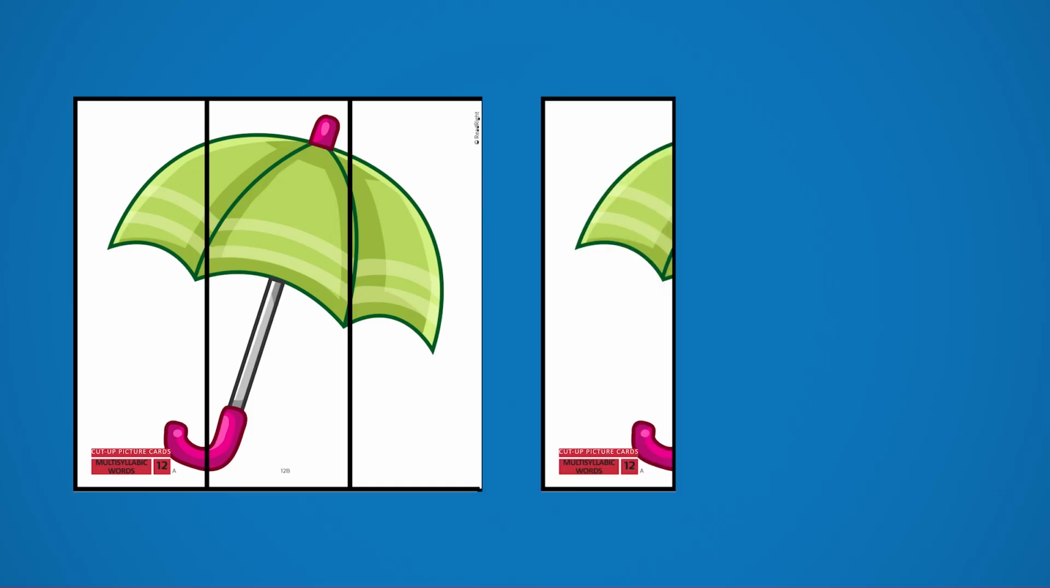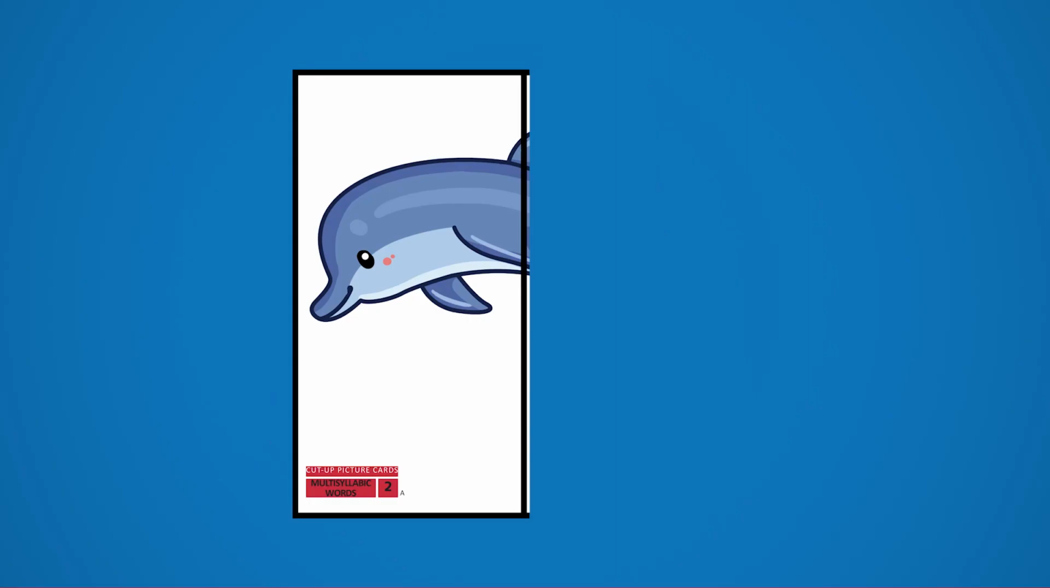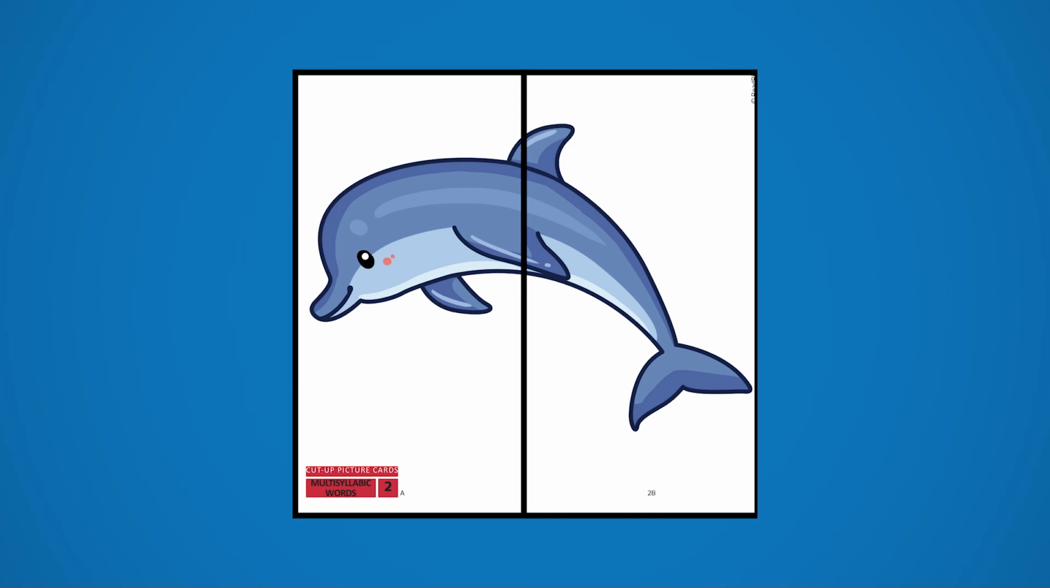Umbrella. Um-brel-la. Here we segmented and found the parts of a word. Now we will delete a part of a word. Dolphin. Dolphin. If we take away doll, what is left?